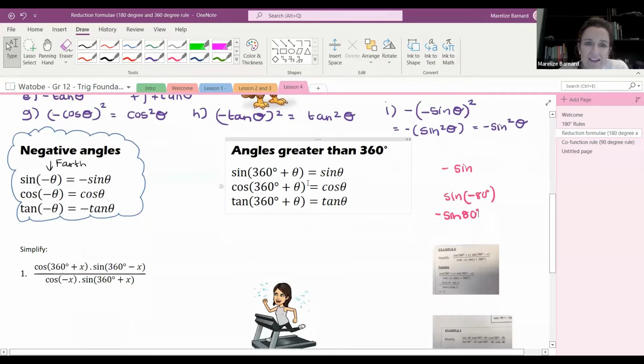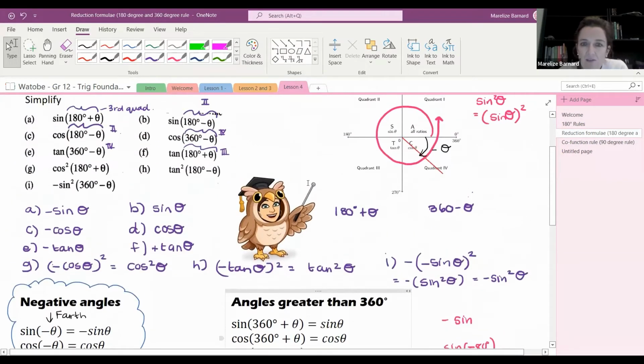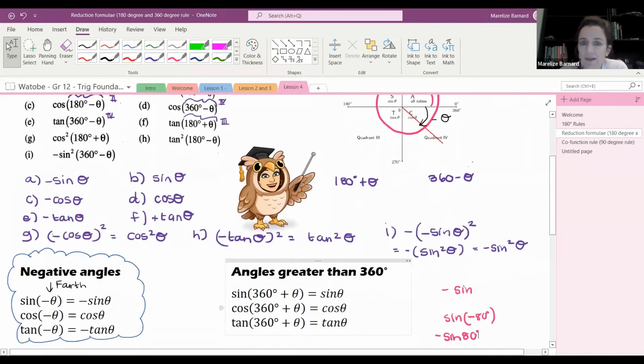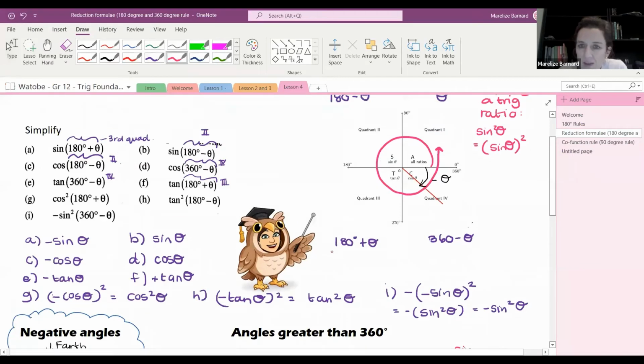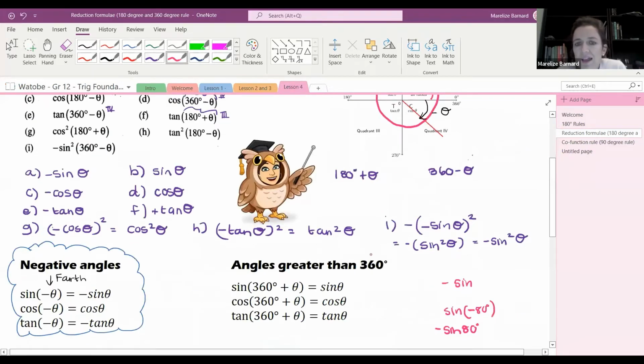Okay. So when we have angles greater than 360 degrees, we are actually just rotating past. Remember, angles are all about rotation. So we're just rotating past 360 degrees into the first quadrant. And then sine in the first quadrant is positive, cos is positive, and tan is positive.